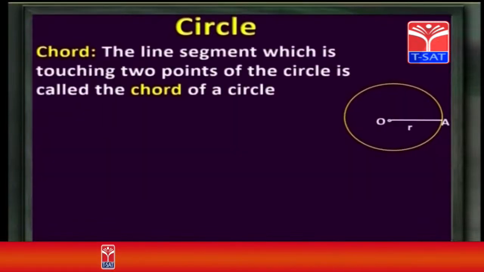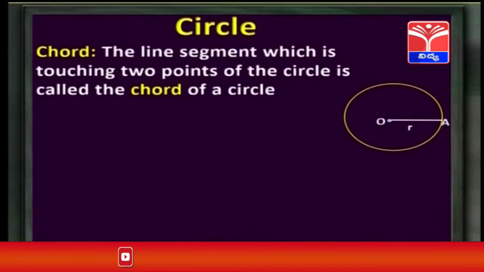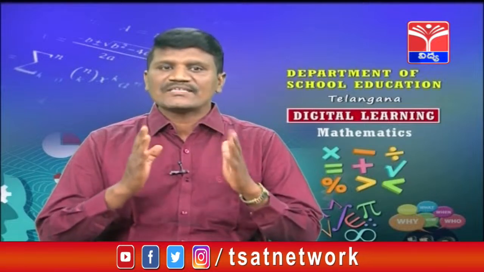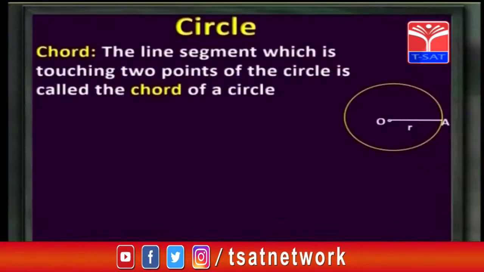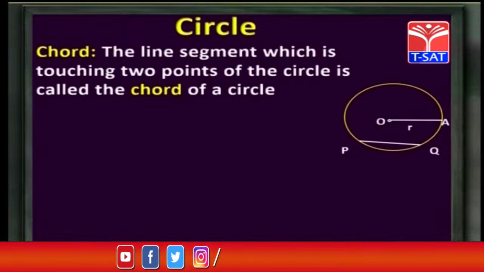Now let us see some definitions of the circle. The first one is chord. What is a chord? We have learned this in the 9th class or previous classes. The chord is nothing but the line segment which is touching 2 points of the circle. If you observe in this diagram, this is the line PQ. PQ we call a chord of the circle.